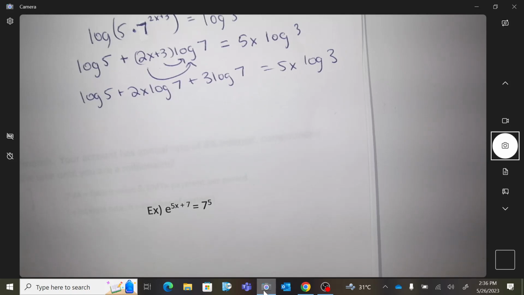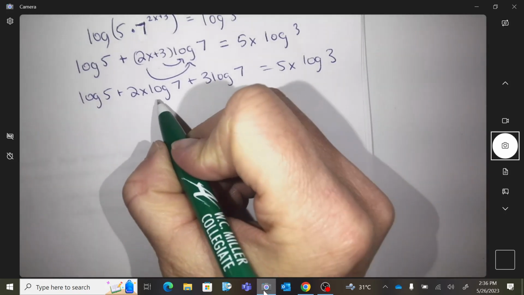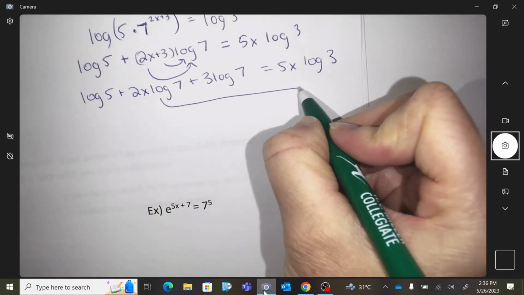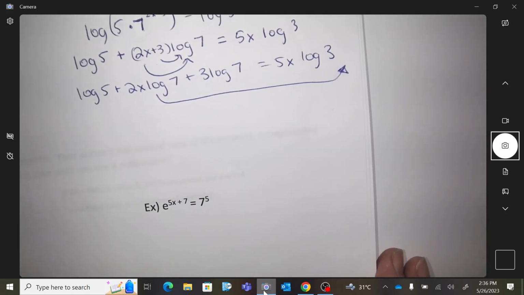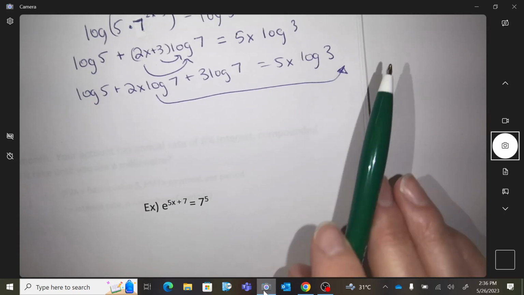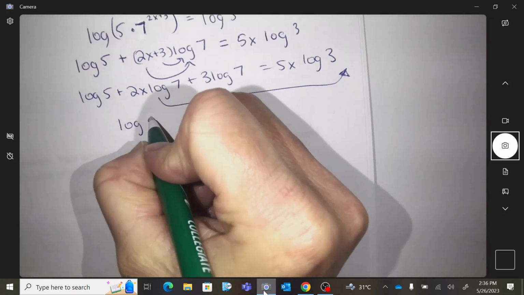Okay, here would be your next strategy. Anything with x in it, we'll put on one side. Anything without the x in it will be on the other side. So I'm going to have to do a move of which one? Minus 2 log. I'm going to minus it over here, yep. Okay, see how I'm going to separate them? So log 7, you're bringing it.